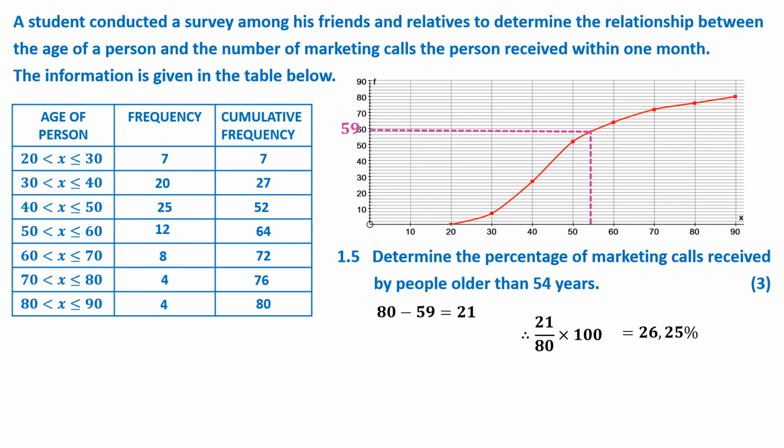Okay, so let's just go through that again. So you look for 54 on your x-axis, draw a line up to the Ogive and across to the frequency, and you read your 59, but I want to know how many are above that value, so that's why I subtract from 80.